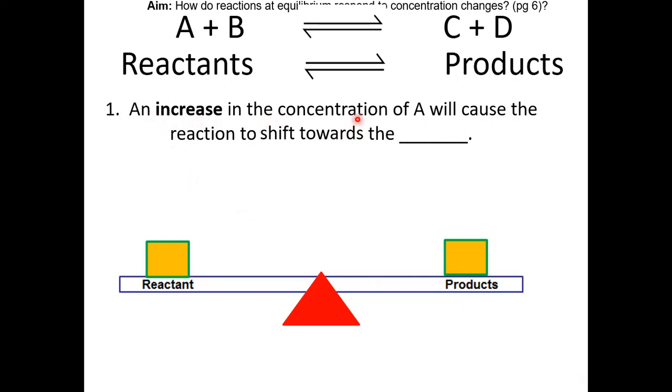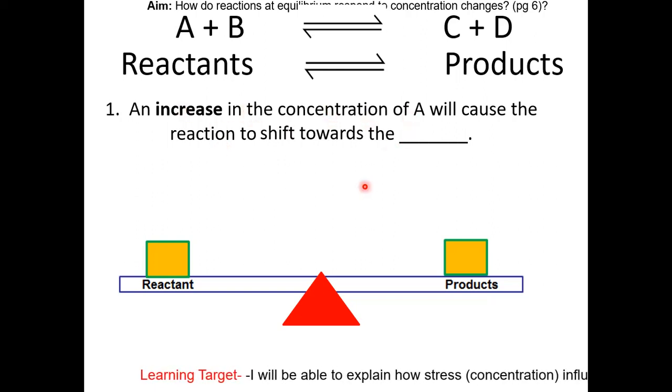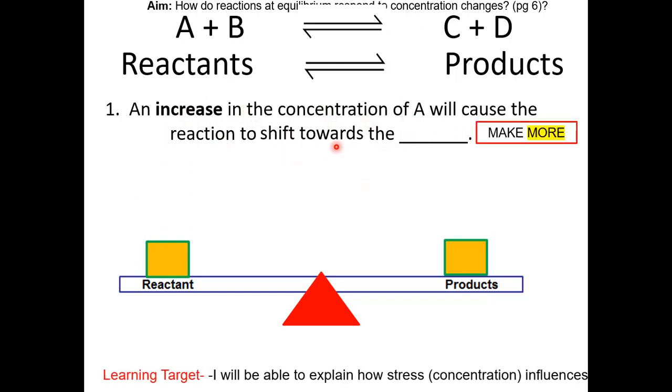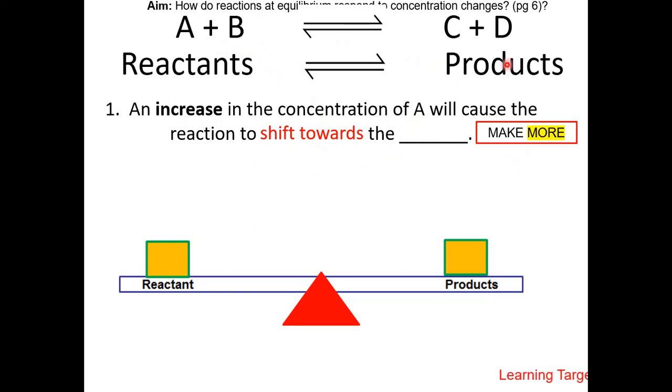An increase in the concentration of A will cause the reaction to shift towards what? So here is our reaction at equilibrium. A and B are the reactants, C and D are the products. The stress that's added to this reaction is the increase in the concentration of A. Whenever you see the words shift towards, it means to make more. So by increasing the concentration of A, it will cause this reaction to make more what? Which substance in the chemical equation will be produced in order to restore equilibrium?